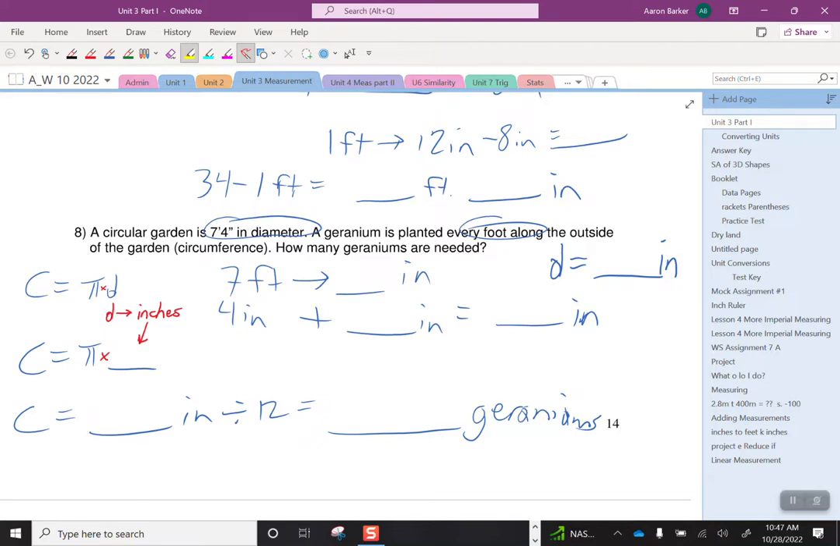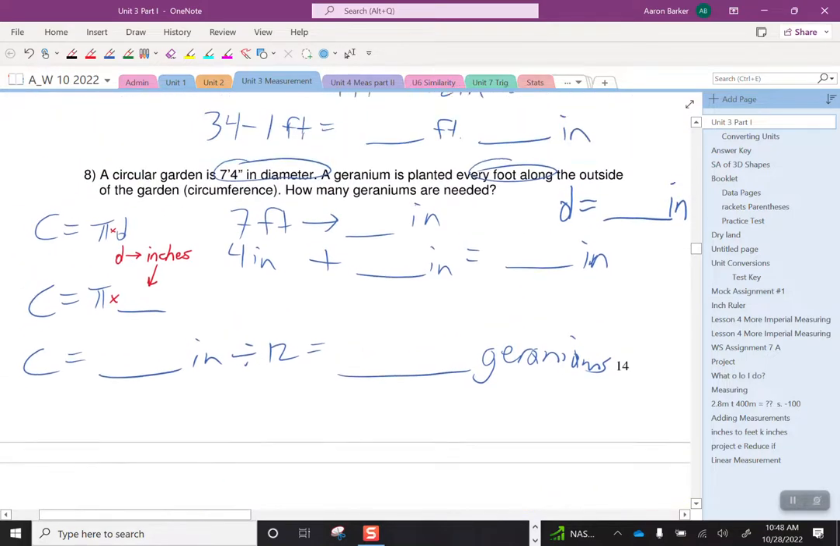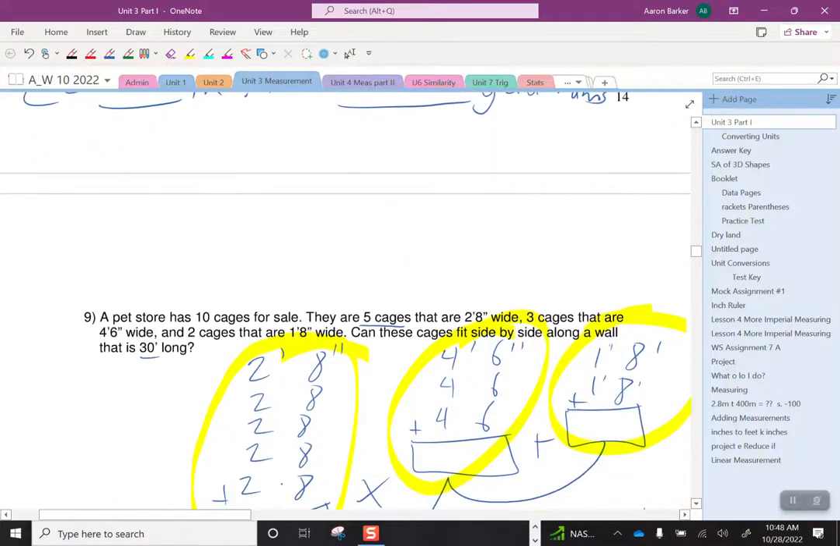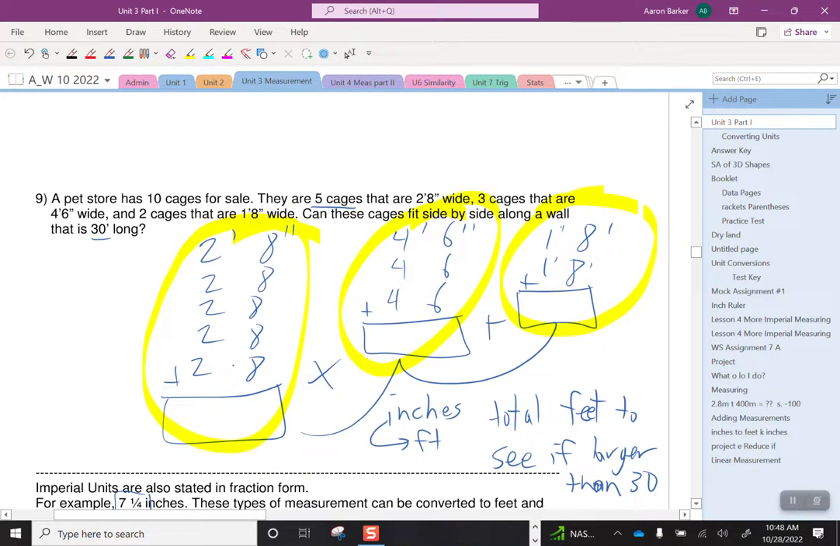That's a little bit weird with questions like that. So that was kind of like a bonus question with the geraniums. This one's kind of like a bonus question too. You have 5 cages, 3 of certain height and width, then 3 cages, and then 2 cages. When you add them up, you're going to get 2 plus 2 plus 2 plus 2 plus 2, so you're going to get 10 feet. Then you get 8 plus 8 plus 8 plus 8, you're going to get like 40 inches.